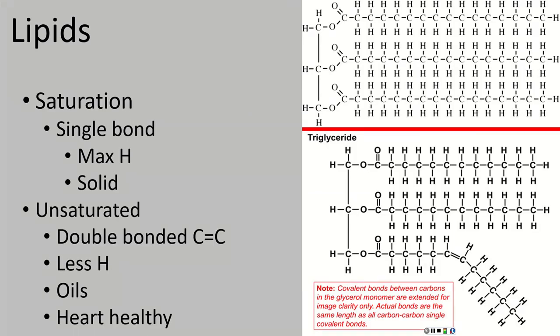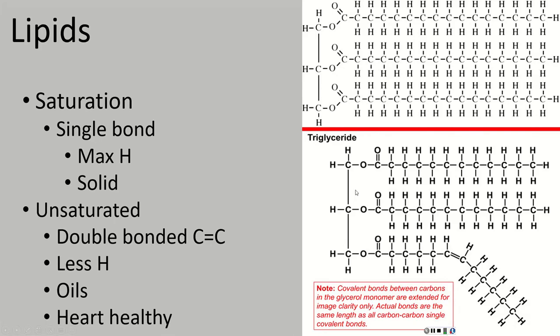Now, I want to talk about something called saturation. We've all heard of saturated fats, but we might not know exactly what that means. So up here at the top, above the red line, I've got a triglyceride, and down below the red line, I've got a different triglyceride. Up at the top, this is a saturated fat, and down at the bottom, this is an unsaturated fat. So let's see what the difference in the two is.